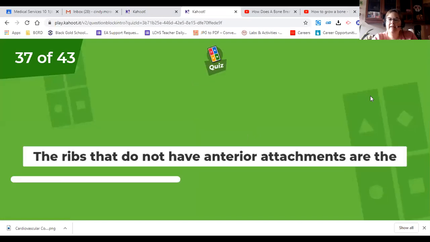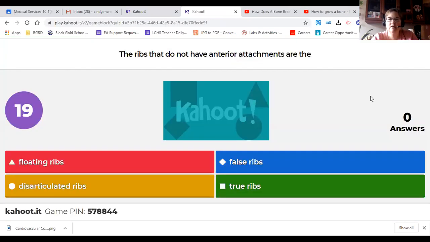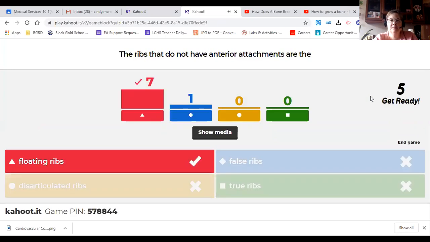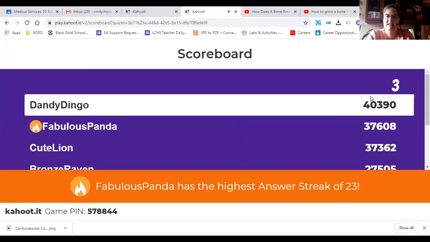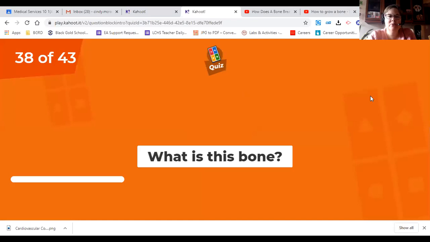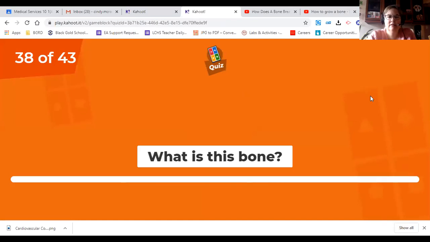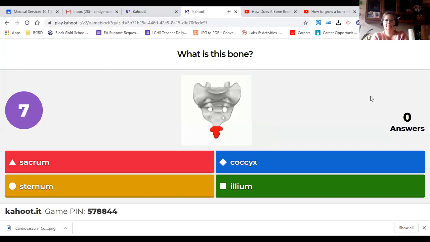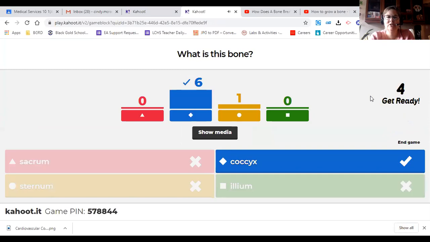The ribs that do not have anterior attachments are the floating ribs, disarticulated ribs, false ribs, true ribs. They're the floating ones. They're attached out at the vertebrae, but they're not attached in the front. Okay, fabulous panda, 23 in a row correct. Dandy Dingo is winning. Name that bone. The coccyx, which is our tailbone.